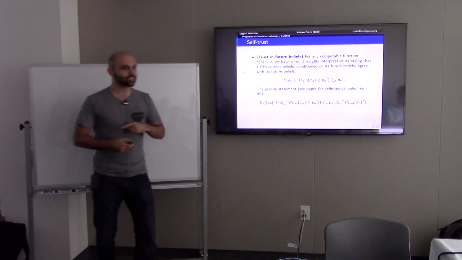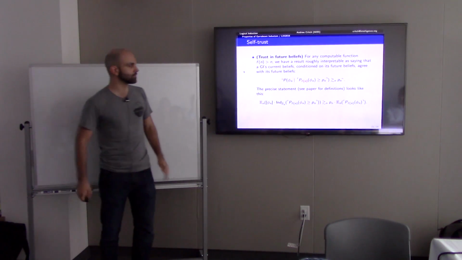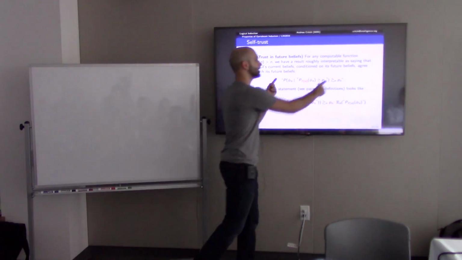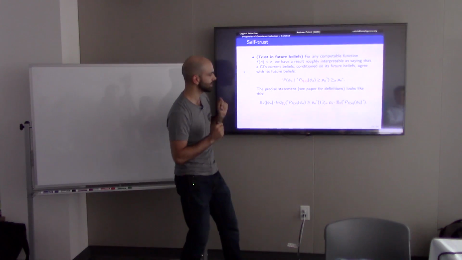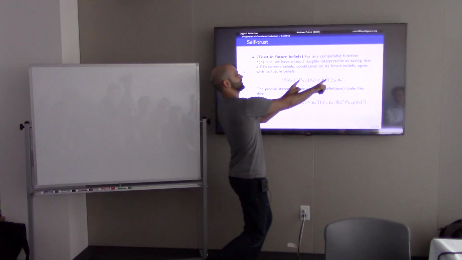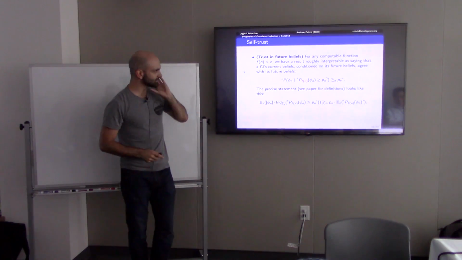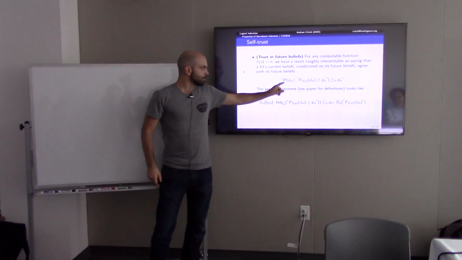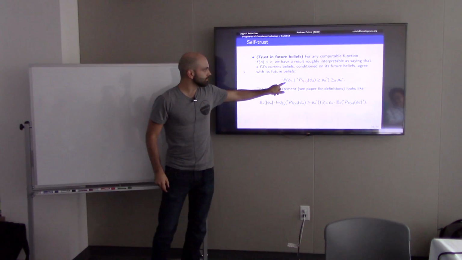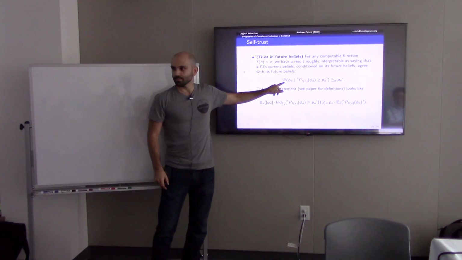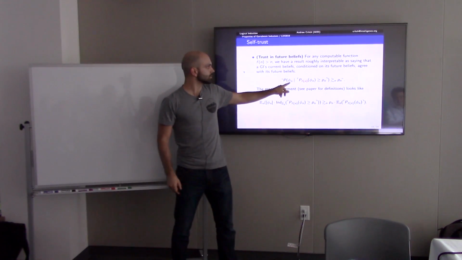It trusts its future self in the following sense. We have a result that is roughly interpretable in quotes. Those are human quotes, not Gödel quotes. These are the Gödel quotes, and those are the human quotes. So we have a result that roughly says that, that should be a sub n there, apologies, the probability at time step n that you assign to a statement phi sub n.